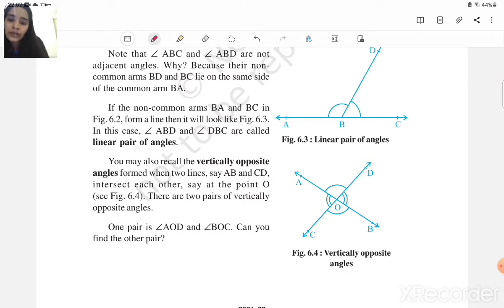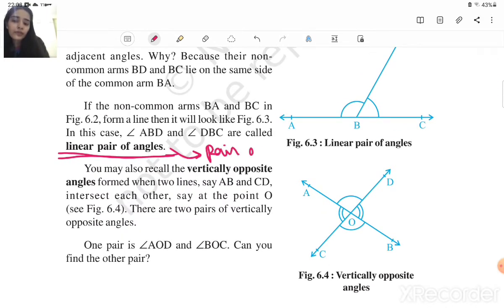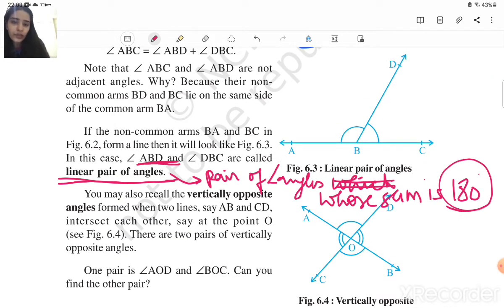Now we will see the linear pair of angles. What do we mean by a linear pair? A linear pair means a pair of angles whose sum is 180 degrees. Then they are a linear pair. Like in this example, angle ABD and angle DBC are a linear pair.